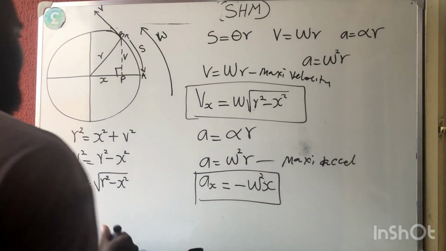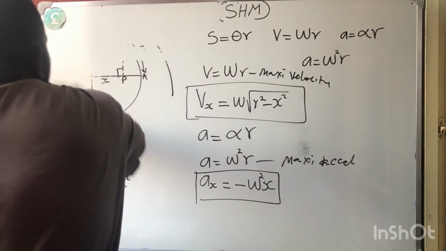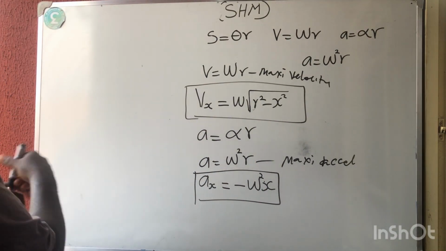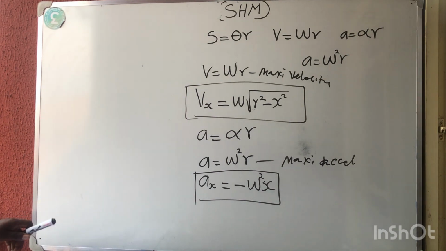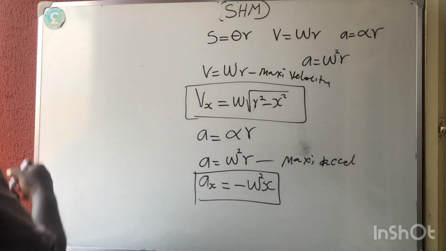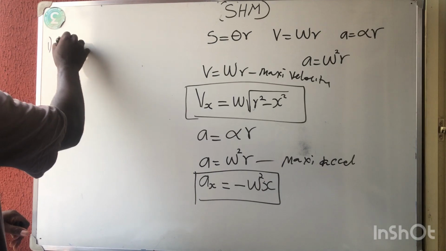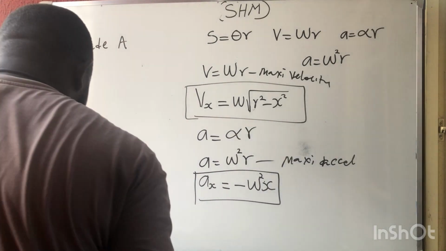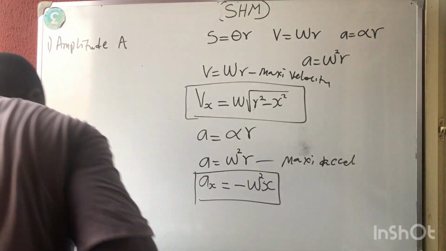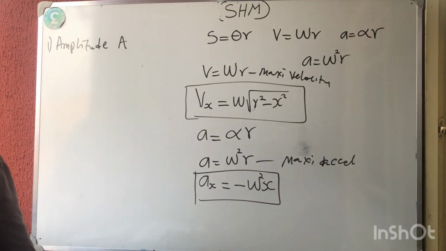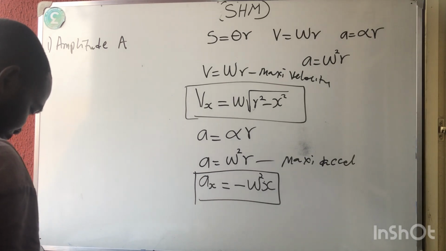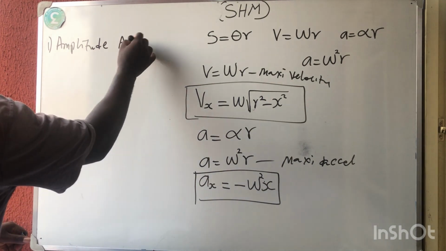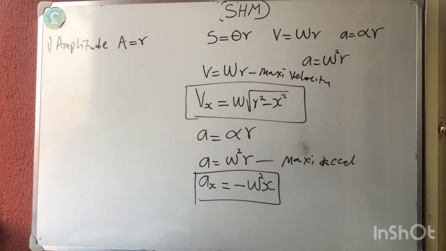Okay, so let's talk about the terms in simple harmonic motion. The first one is called amplitude. We represent it as A. Amplitude is the maximum displacement from the equilibrium, that is the center point, the maximum displacement from the center, and amplitude is equal to R.